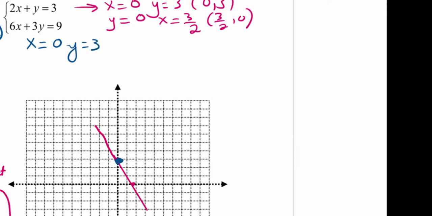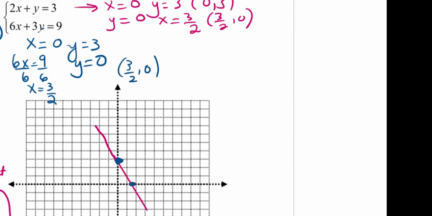And when x is 0 here, we have 3y equals 9, so y equals 3. Oh, that's interesting. Maybe that's the point of intersection. Okay, and then when y is 0, now we get 6x equals 9. And when we divide by 6, we get x equals 3 halves. So (3 halves, 0). So what is that? What's happening now is that these two lines overlap each other. We call those coincident lines.